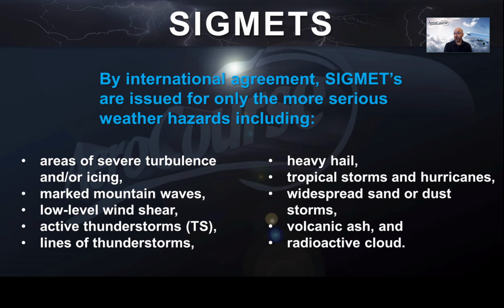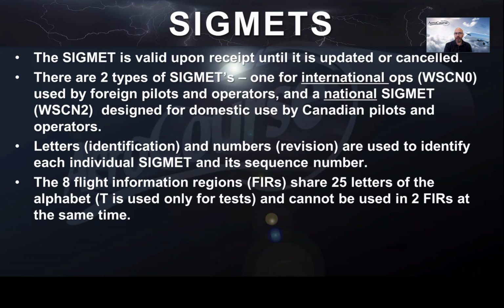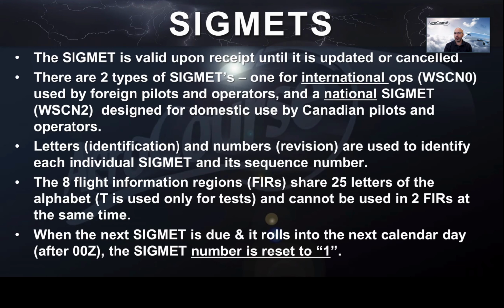Because SIGMETs could be important for any pilot flying through Canada. Even if you're not flying to a destination in Canada and you're just flying through our airspace, these SIGMETs could be important. Every country will issue their own SIGMETs. They cover their own airspace. So SIGMETs for Canada are issued by us, for any pilot. They are valid until they're updated or canceled, but usually they are valid for 4 hours.